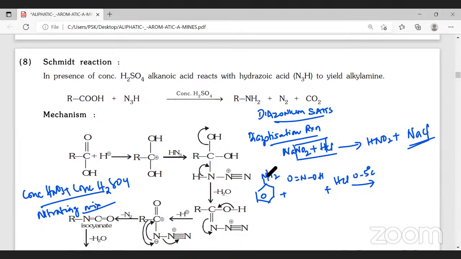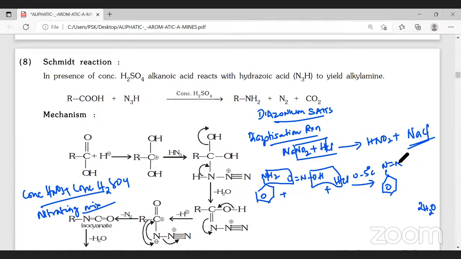What happens? This H2 and O gets eliminated as water. This OH and this H also gets eliminated as water. 2 moles of water gets eliminated. When 2 moles of water gets eliminated, what is formed? What is left out? You have a benzene ring, you have nitrogen here, and you have a double bond here.